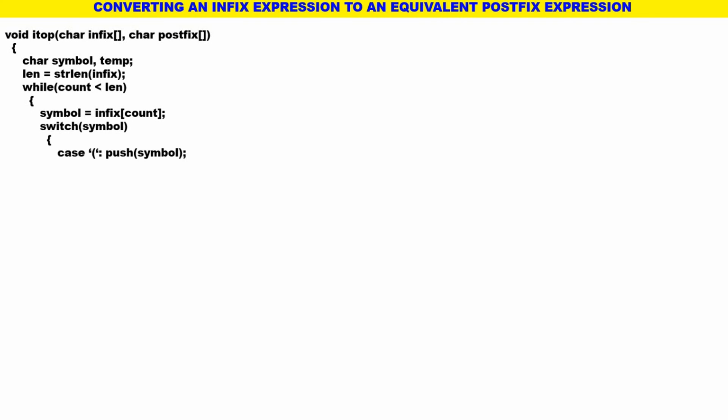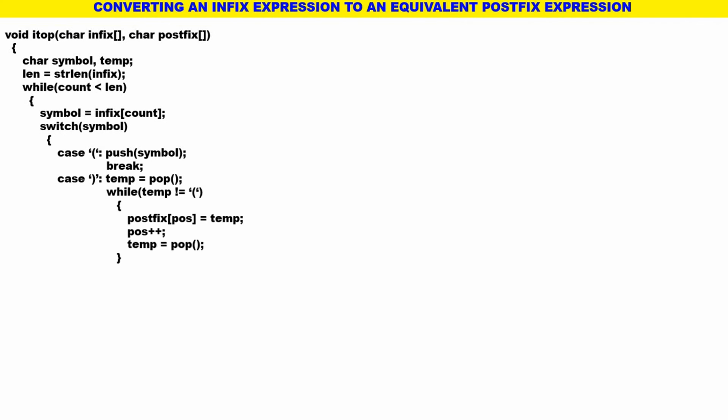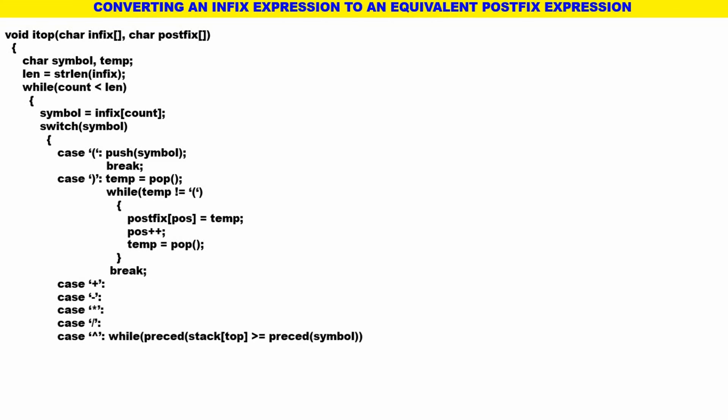If it is a left parenthesis, push it onto the stack. If it is a right parenthesis, go on popping and putting it into the postfix until you get a matching left parenthesis. That's what we are doing here. Next, if it is an operator, what are we doing? If the precedence of the operator on the top of the stack is greater than or equal to the precedence of the scanned symbol, what do you have to do? Pop, put it in the postfix. Go on doing it for all the operators on the top of the stack if this condition is met. After that, push the symbol.